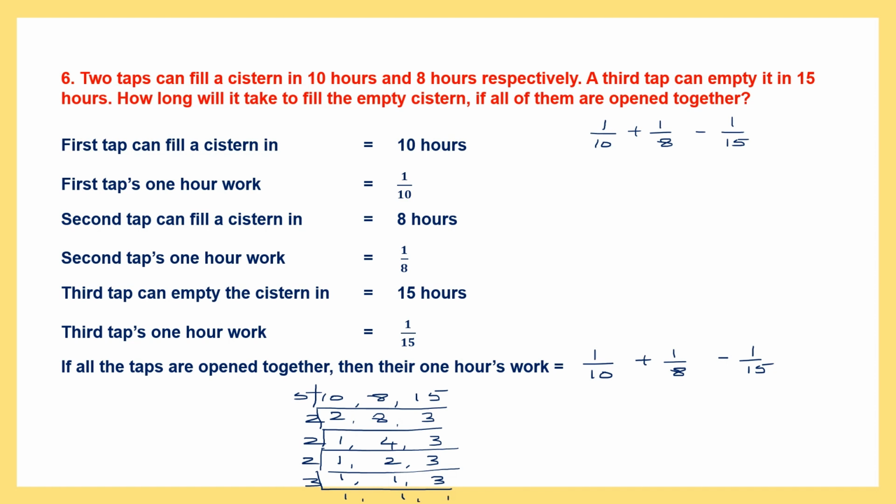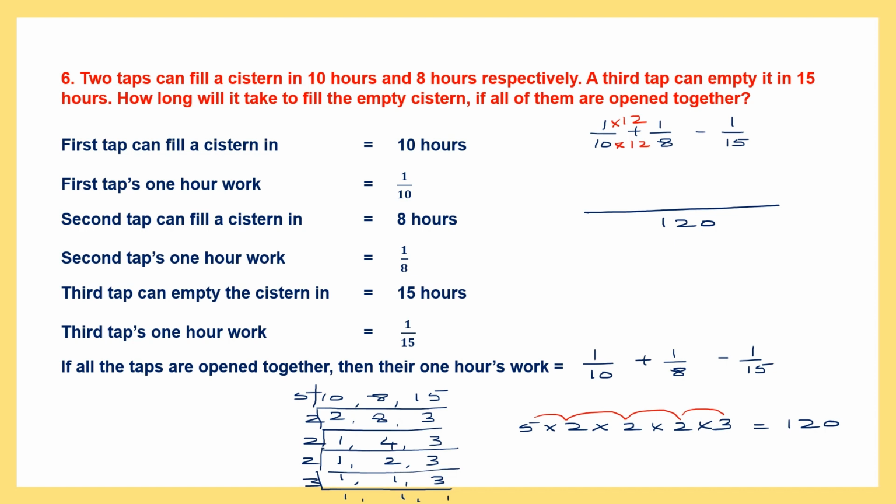So what is our LCM? LCM will be 5 into 2 into 2 into 2 into 3. So let's multiply. 5 2s are 10, 10 2s are 20, 20 2s are 40. 40 into 3 is 120. So that is our LCM which we are going to use here, 120. So multiply 10 into what is 120? 10 into 12. So multiply this also by 12.